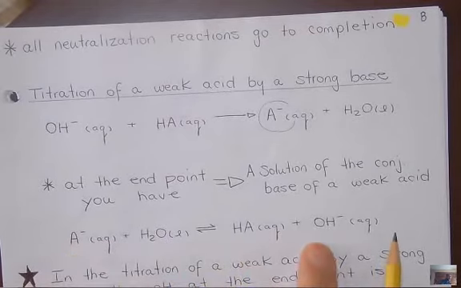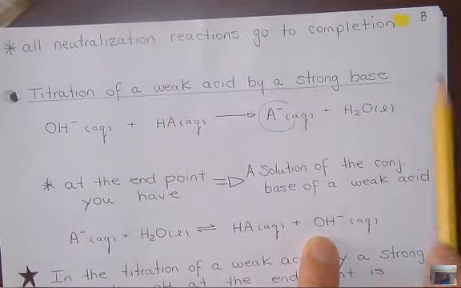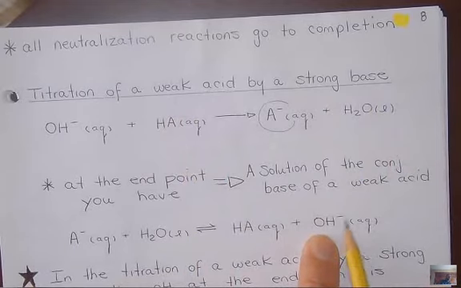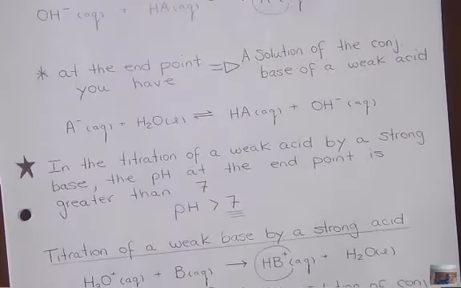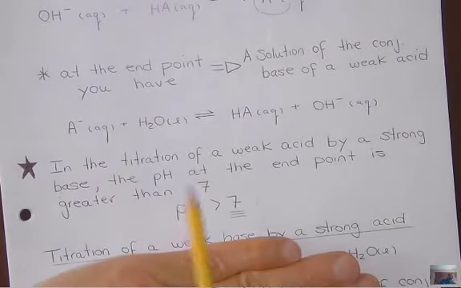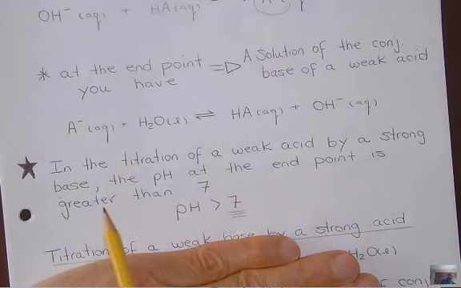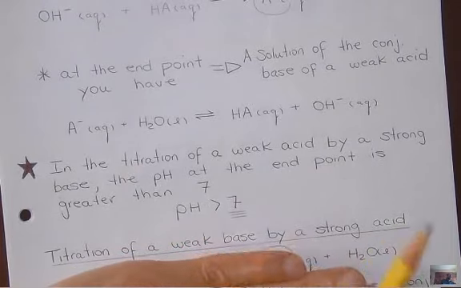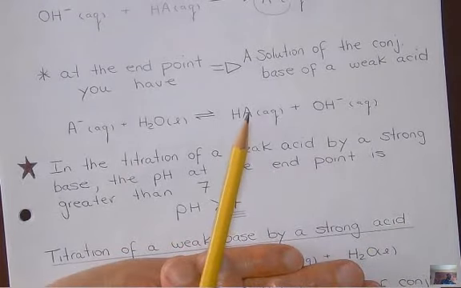So our expectation is that at the end point, the titration of a weak acid with a strong base should be a little bit basic. Why? Because A- is a little bit basic, and that's the only thing you have in solution. Here's the note: in the titration of a weak acid by a strong base, the pH at the end point is greater than 7. pH greater than 7. That's all you can say. We're not going to quantify it yet.